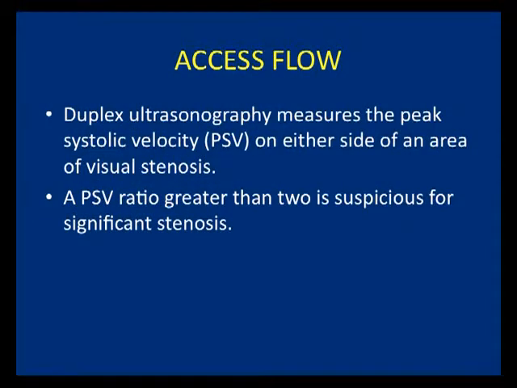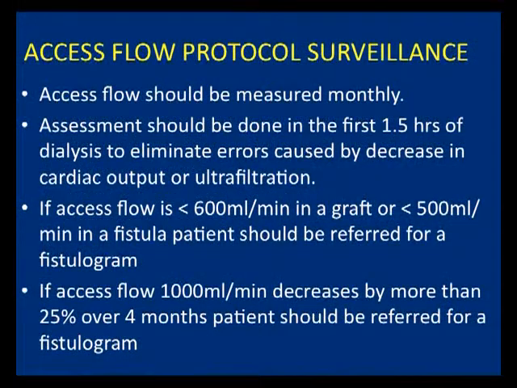Duplex ultrasonography measures the peak systolic velocity on either side of an area of visual stenosis, and as per KDOQI guideline, a PSV ratio greater than 2 is suspicious for significant stenosis, which is more than 50%. Coming to access flow protocol surveillance, access flow should be measured monthly. The patient should be referred for a fistulogram. If access flow of 1000 ml per minute is decreased by more than 25% over 4 months, then also the patient should be referred for a fistulogram.